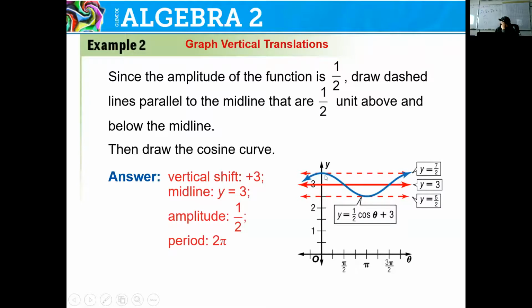You can see it started at 0, then at pi halves, it's touching the midline. Then at pi, it's at its minimum. At 3 pi halves, it's back to the midline. And then it completes its period by getting back to the maximum. Okay, for your cosine graph.